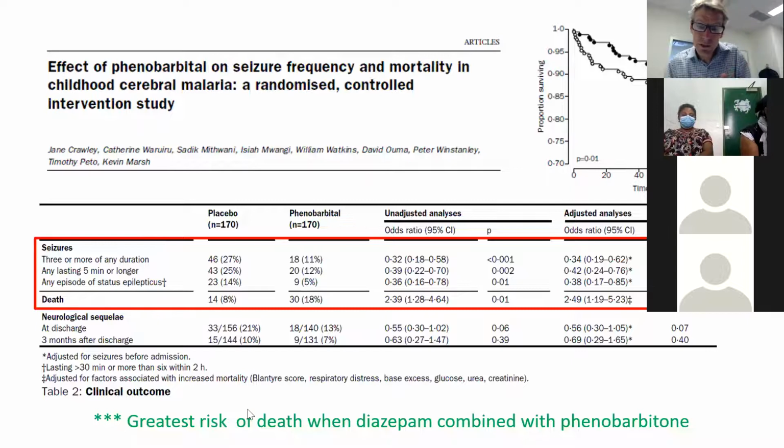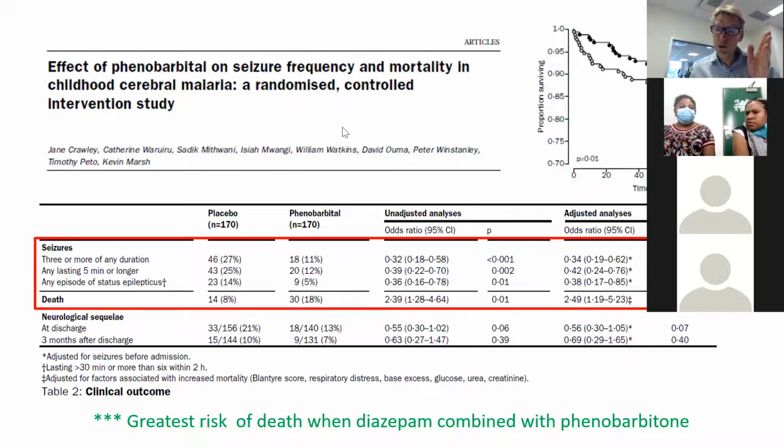And there's been some studies done looking at this, looking at the effect of especially combinations of phenobarbital and diazepam on outcome. I won't go through all the research, but this was a very good study of children with cerebral malaria, where the children with cerebral malaria who got both phenobarbital and 3 or more doses of diazepam, they had a much greater risk of death.